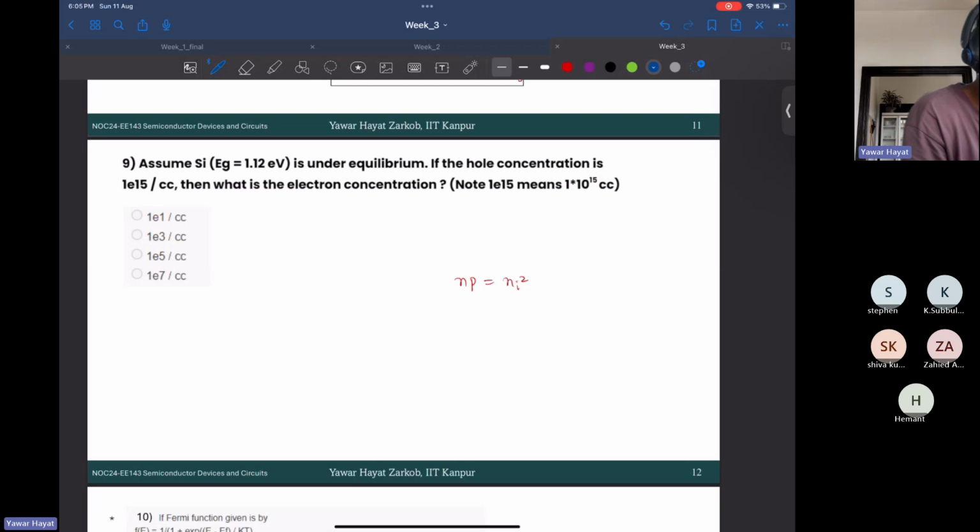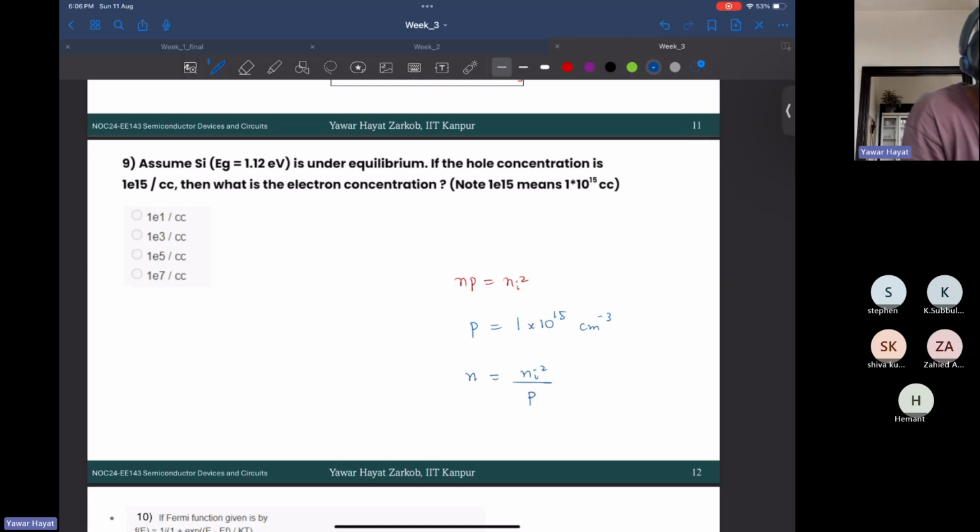And since the hole concentration is already given, what is the hole concentration? The hole concentration is 1 into 10 to the power 15 per centimeter cube. So what is n now? n is given by ni squared by p, right? And what is your ni? ni is 10 to the power 10, right? 10 to the power 10 per centimeter cube.